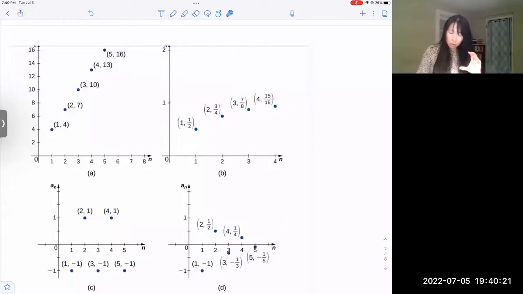All right, so the third one: -1, +1, -1, +1, -1, +1, -1, +1. It alternately goes -1, +1, -1, +1. It dances. Okay, so you guys understand this one, right?